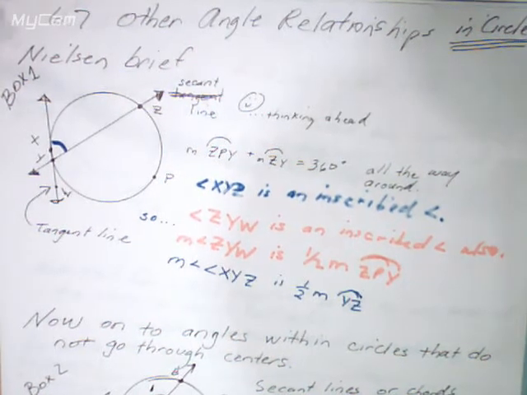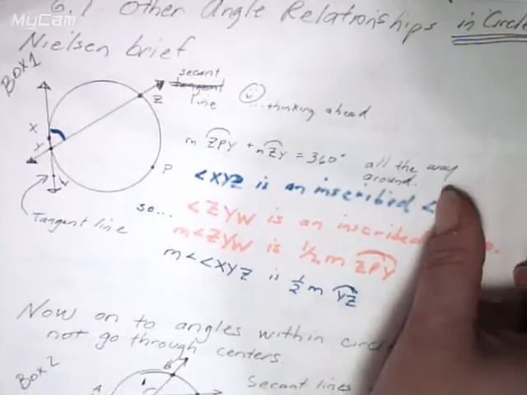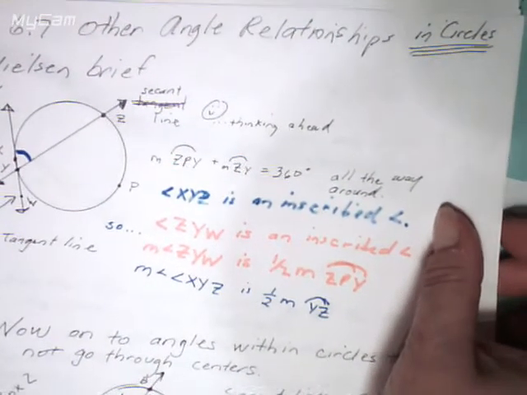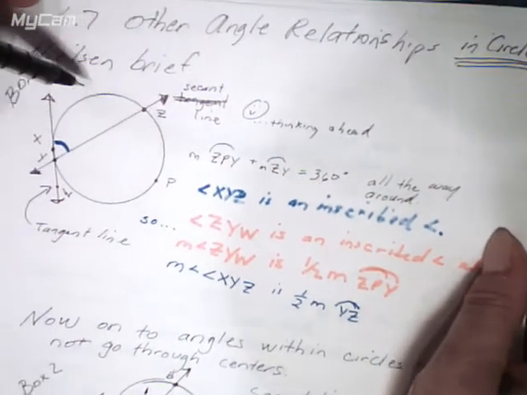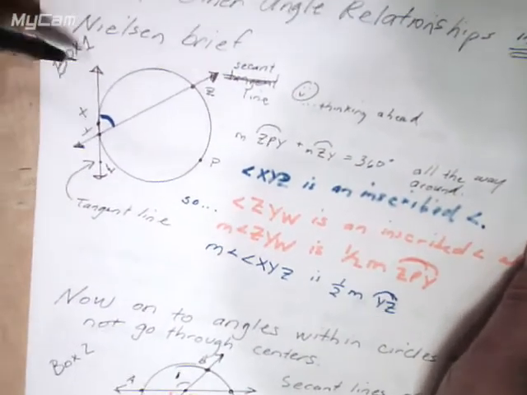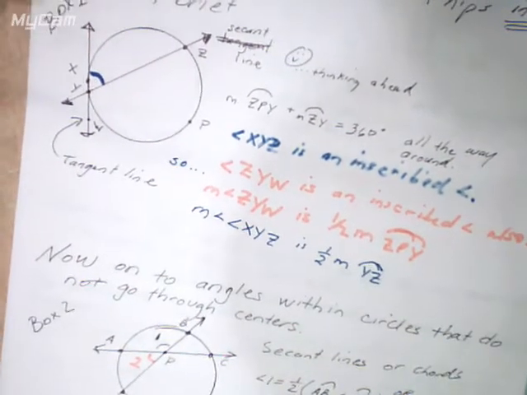All right, so 6.7, called Other Angle Relationships in Circles. Again, these all have to be involved with a circle. So this is my brief explanation of what's in those boxes on the assignment.